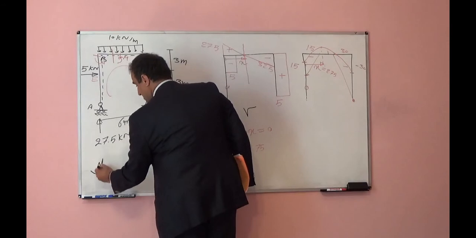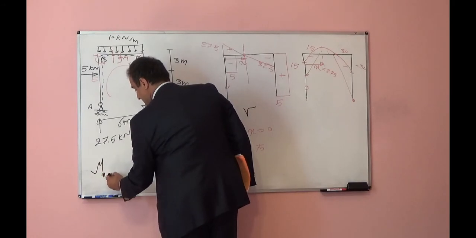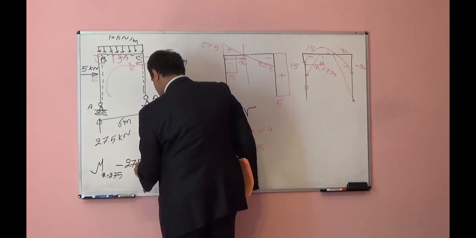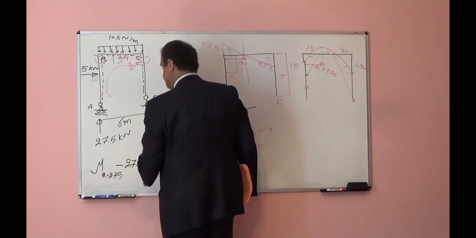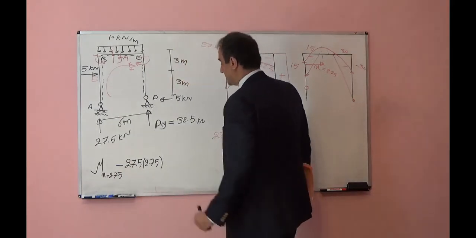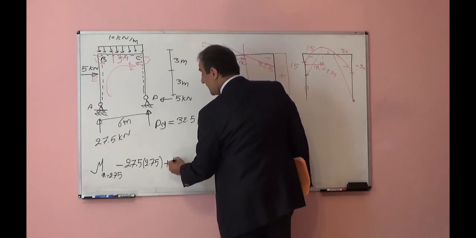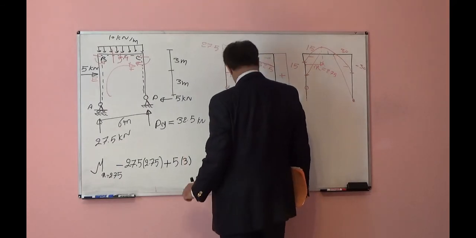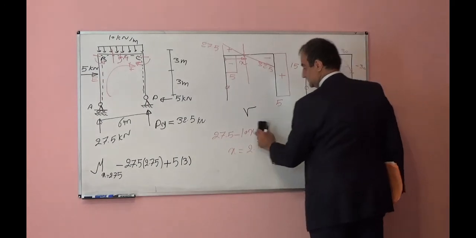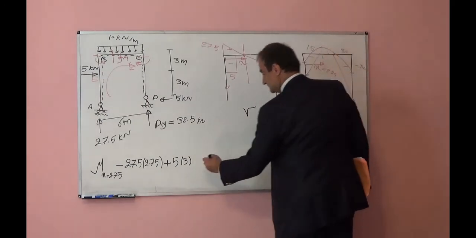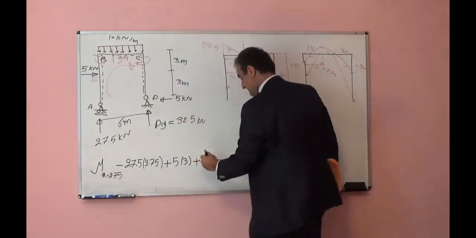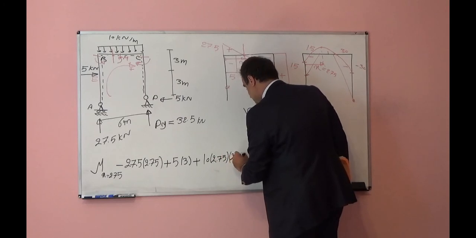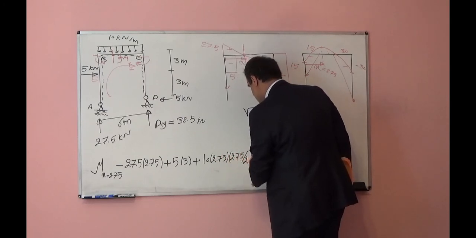M at x equal to 2.75 minus 27.5 times 2.75 plus 5 times 3 plus 10 times 2.75 times 2.75 divided by 2 is equal to 0.